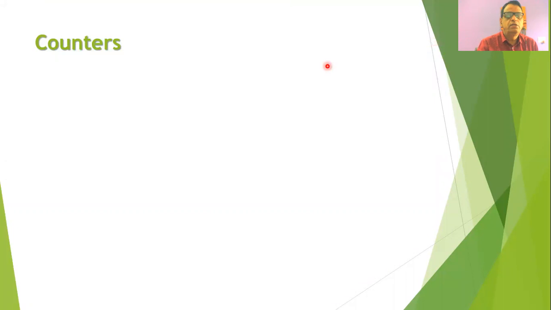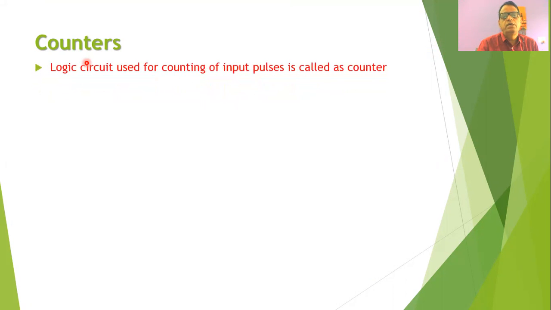So we will start the session with the question: what do we mean by counters? A counter is a sequential circuit, or a logic circuit, that is used for the counting of input square pulses. In a sequential circuit, we know that many times we need to apply square pulses to the circuit. Whenever we apply such clock pulses, these clock pulses can be counted by an electronic circuit, and such a circuit is called a counter. Since it counts the input clock pulses, the circuit is named a counter.